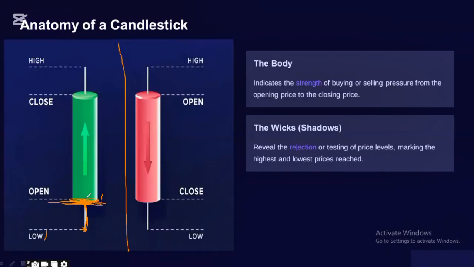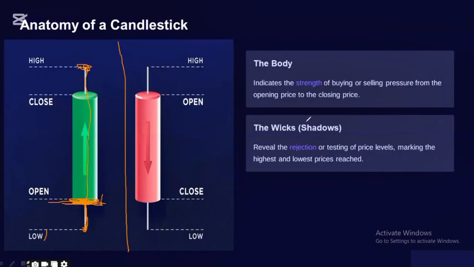So price opened here. Please, I don't want any distraction. So price opened here. Then sellers came to push the price down to this point. Then buyers came again because you have time. Then buyers came to push the price way up to this high. This is the highest level that the price was traded to at this particular time.